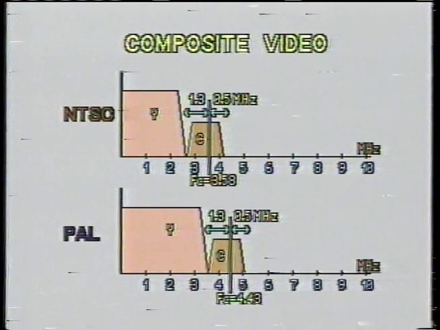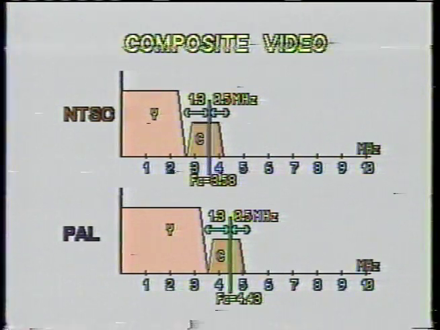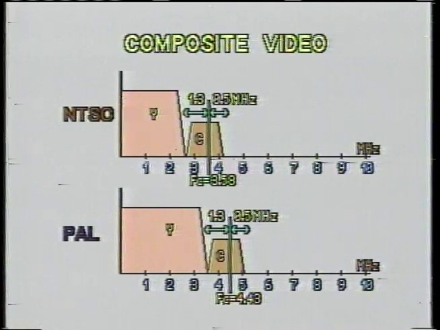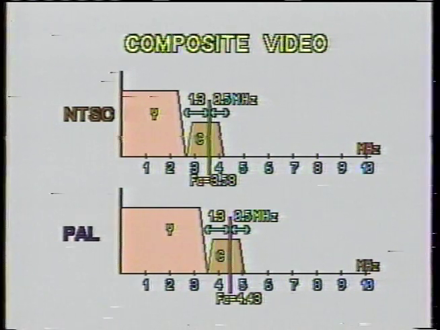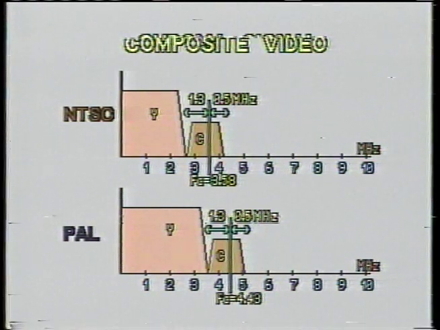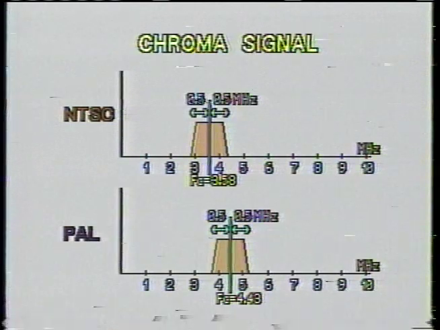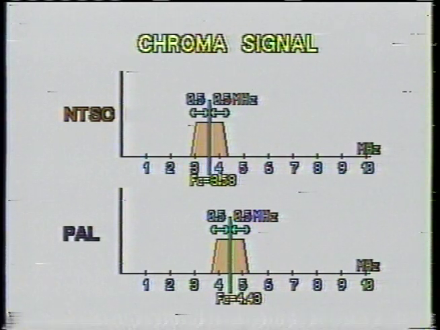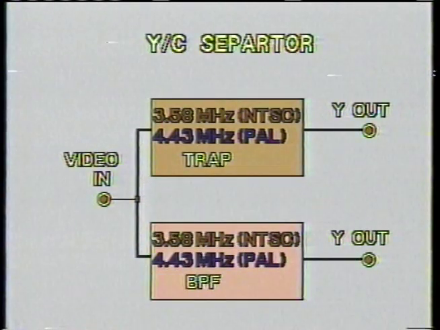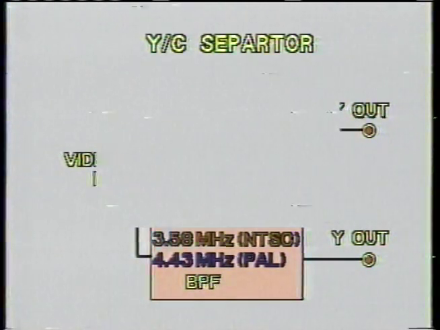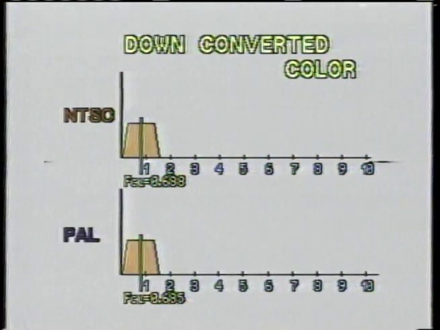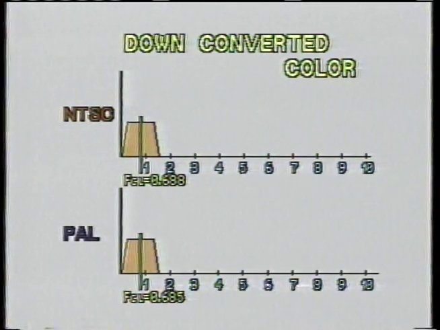Next, let's look at the frequency for low-band conversion. The chroma signal has a bandwidth of plus 0.5 MHz to minus 1.3 MHz. But since all that is required for most television purposes is plus or minus 0.5 MHz, Y and C signals are separated and that portion of the bandwidth taken out. The frequency for low band conversion must also be above 0.5 MHz.